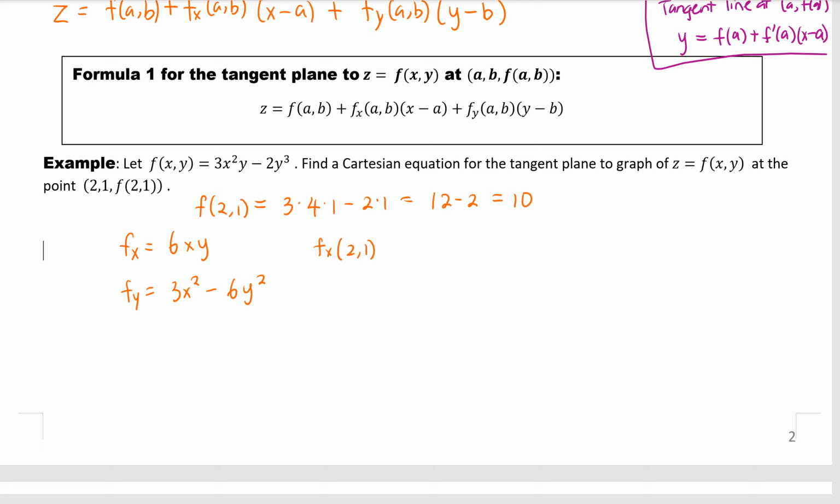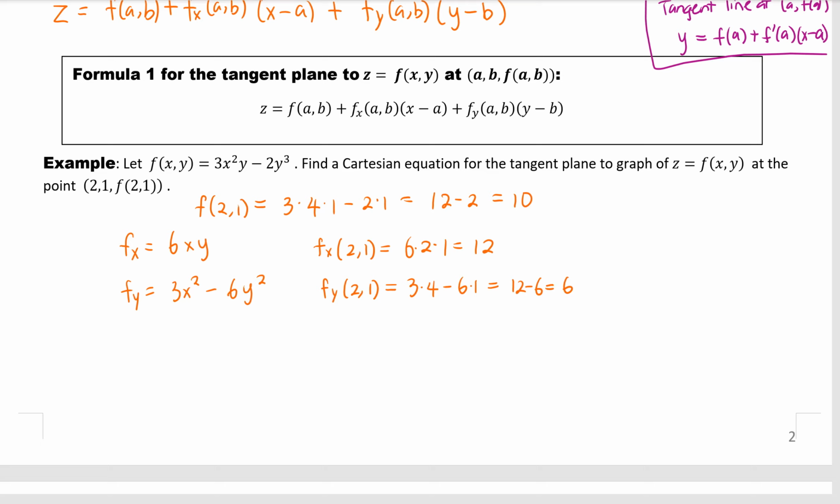Now let's plug in the points. So we have x is 2, y is 1. This gives us 12. X is 2, y is 1. That gives us 3x, 2 squared is 4. 6 times 1 squared is just 1. Wow, that's 12 minus 6 is 6.